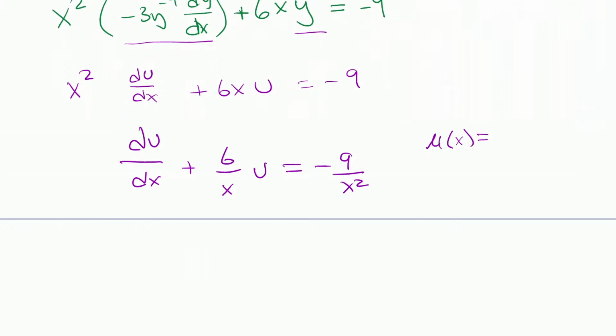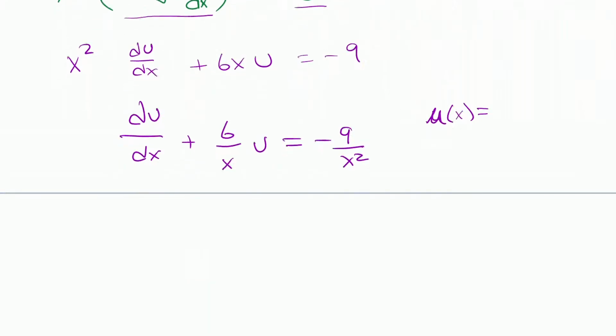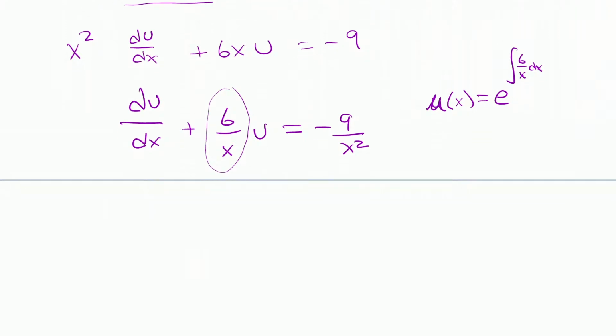So I've seen R, that's why I wondered if I was just doing it different from our book. Our book uses mu, and so mu of x is e to the integral of whatever the coefficient of u is, or y, whatever it is. So this is 6 over x dx. And if you've done this a few times, you know the answer is going to be x to the 6th. But let's just go through the motions.